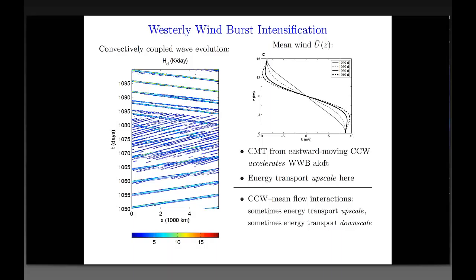This model is interesting in that it can model both interactions between the mean wind and the waves, which you see in the later development of the wave here, but I won't go into any more of those details. What we found from playing around with this model is that the interactions between the convectively coupled waves and the mean flow can produce energy transports that are upscale, as in this case, where small-scale convection drives a westerly wind burst to be stronger than it perhaps would have been. But other cases we've considered also show instances where the energy transport is downscale. And in those cases, the convection acts sort of like cumulus friction in the sense that it extracts energy from the large scales.